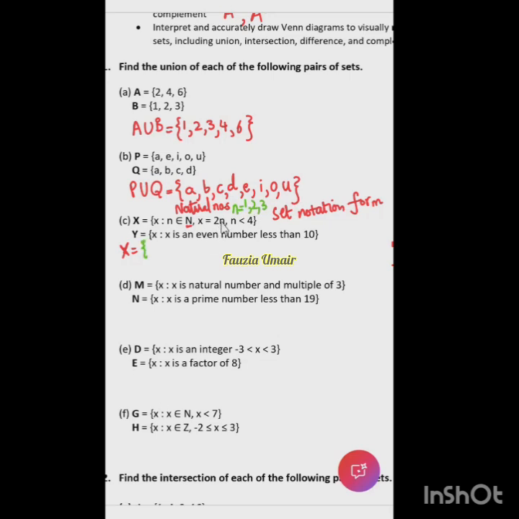When N would be 1, X would be 2. When N would be 2, X would be 4. And when N would be 3, X would be 6. So the X set contains 2, 4 and 6. Right? Any confusion in this?